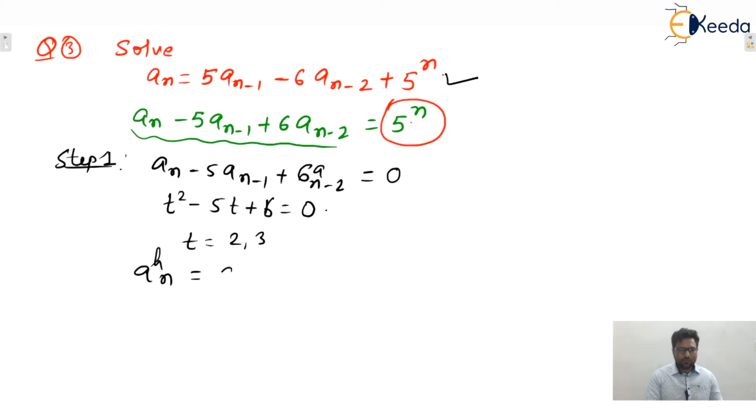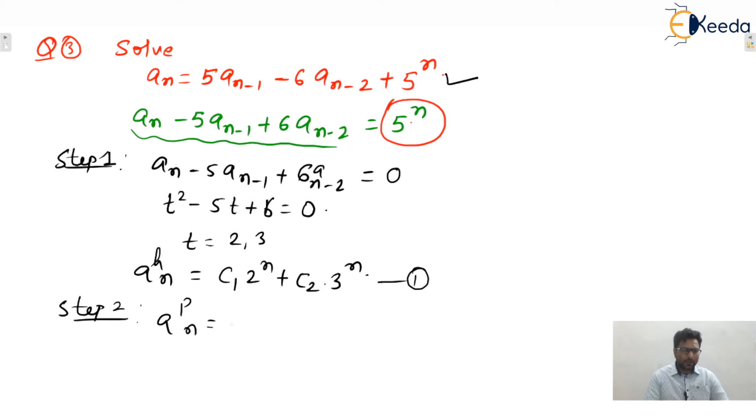So the homogeneous solution will be C1 into 2 raised to power n plus C2 into 3 raised to power n. Let's say that is equation 1. Now let's see step 2. In step 2 we will choose the trial particular solution.